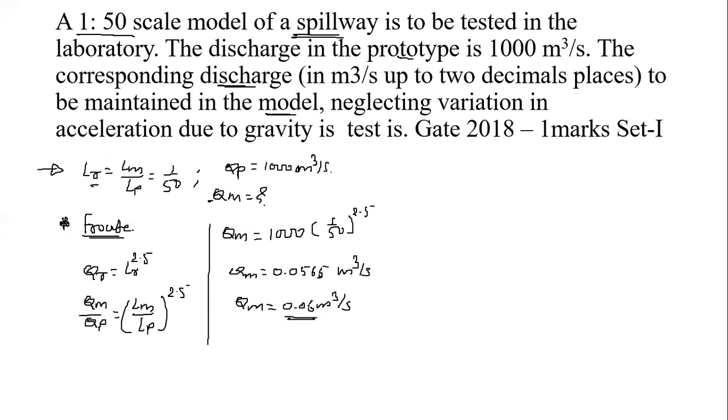In the previous case, options were given, and 0.057 was an option. But here they asked up to 2 decimals. So in that case, we need to put in the data. We have to directly type our answer there. So what should we type there? 0.06 meter cube per second. It will be the correct answer for this given question. Okay, now we'll go for the next question.